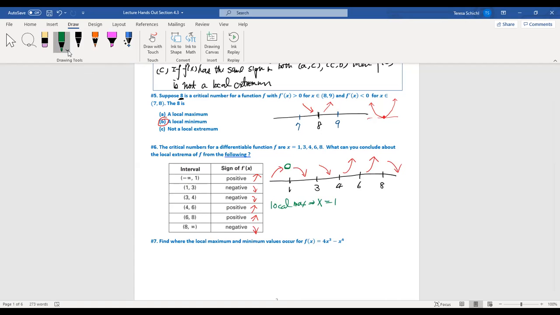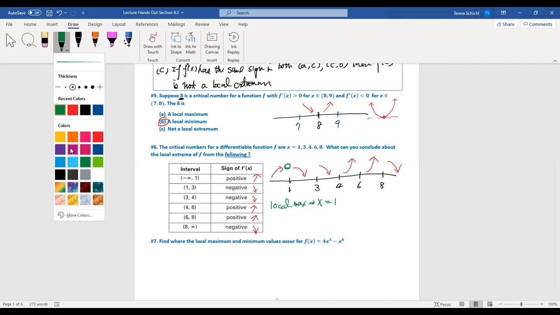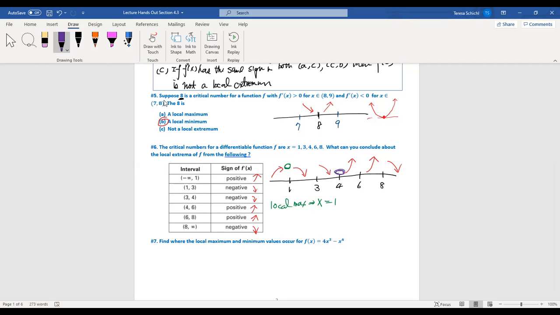Now for this one here, after it goes down, boom, it's coming up. So here is another turning point. What is that turning point? That is my local minimum, x equals 4.